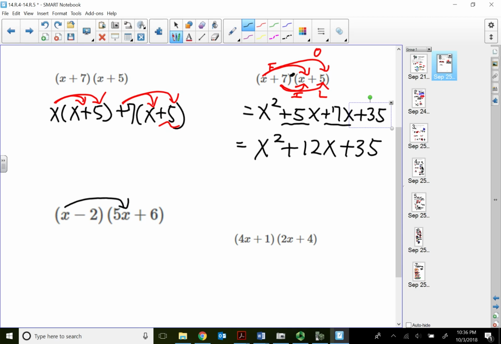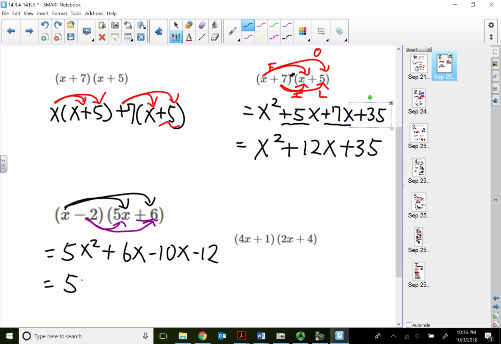So x times 5x, 5x squared, right? X times x squared, add the exponent. X times positive 6, positive 6x, that's outer. Now my inner, negative 2 times 5x, negative 2x, excuse me, negative 10x. Then we say negative 2 times positive 6. So that will naturally be negative 12.